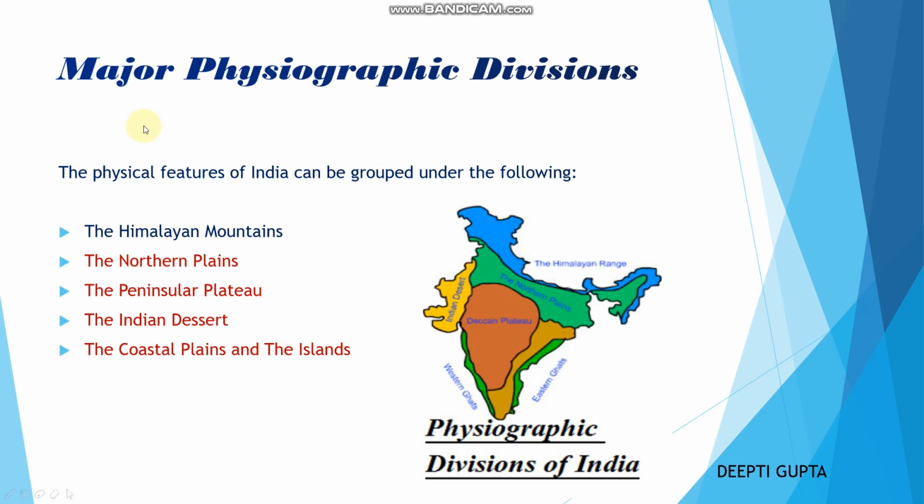Under this major physiographic division, we completed our Himalayan mountains. The remaining ones, the northern plains, the peninsular plateau, Indian desert, coastal plains and the islands, we will do in part 2.